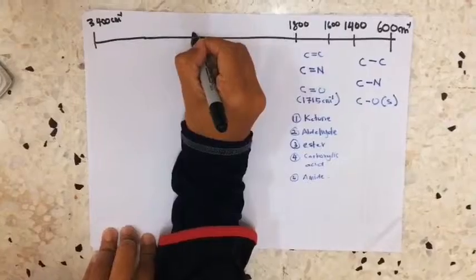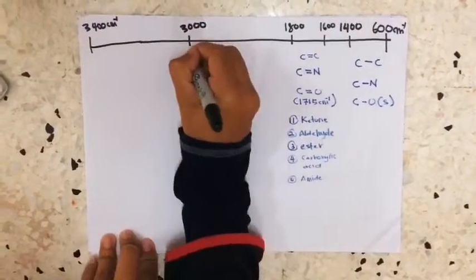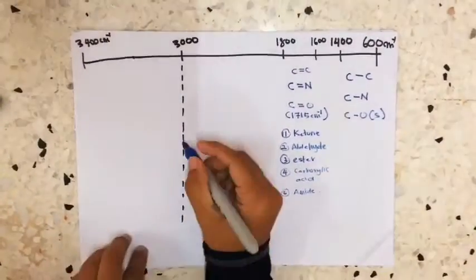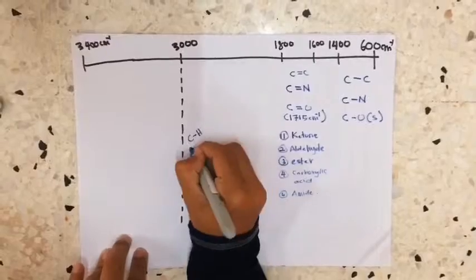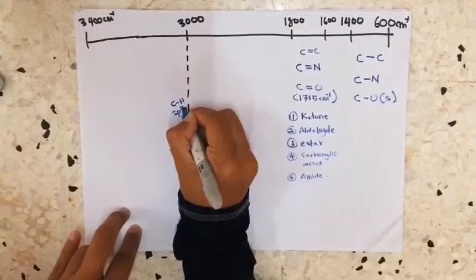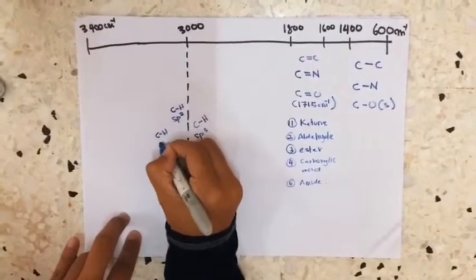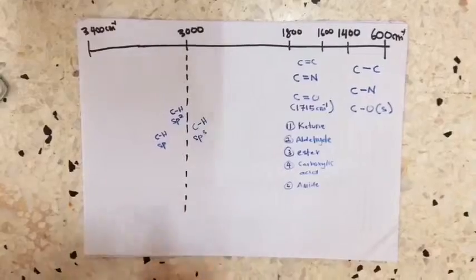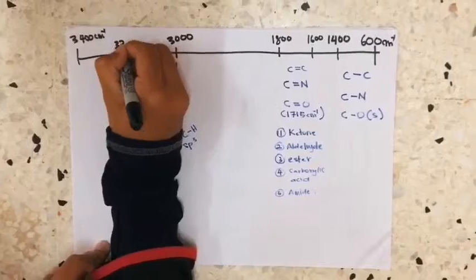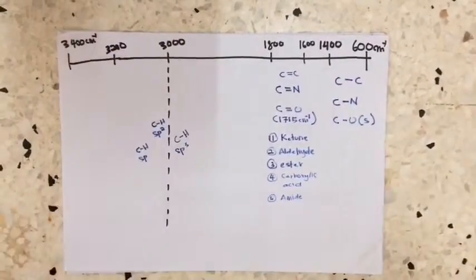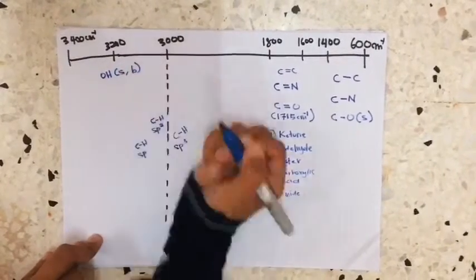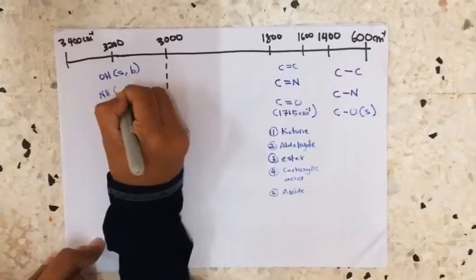Next, at the range 3000, we can get information when we divide it into two. If it is before 3000, we can see C single bond H sp3. If it's more than 3000, we can see C single bond H sp2 and C single bond H sp. Last, from the range 3200, we can see the information about OH, which will show a strong and broad peak, or NH, which will show a weak to medium peak.